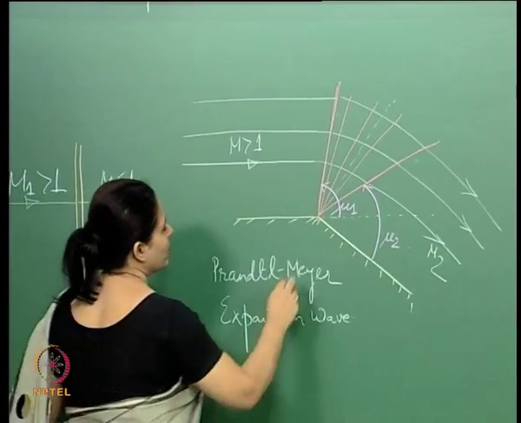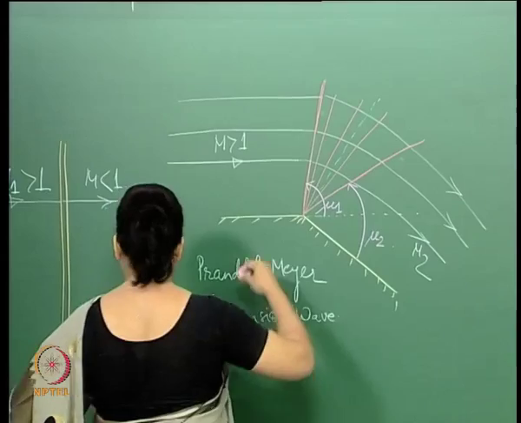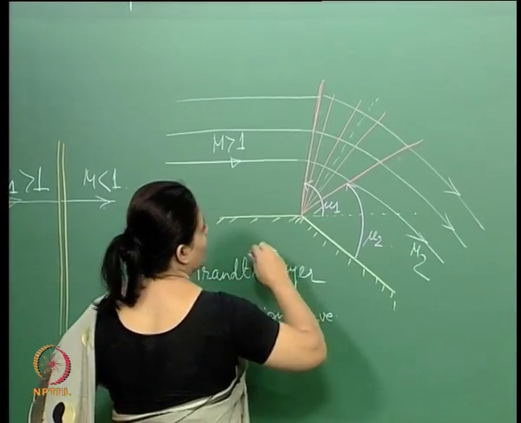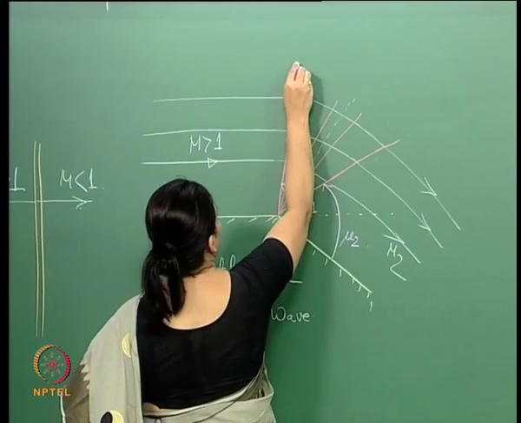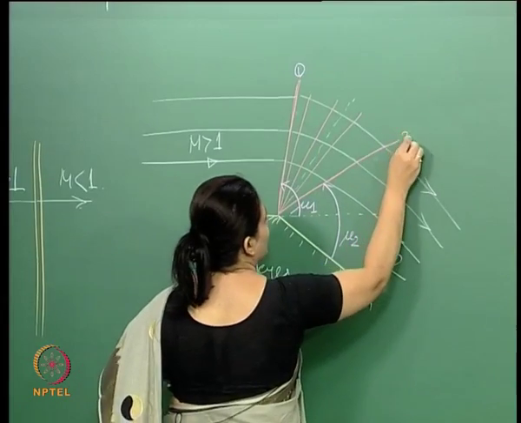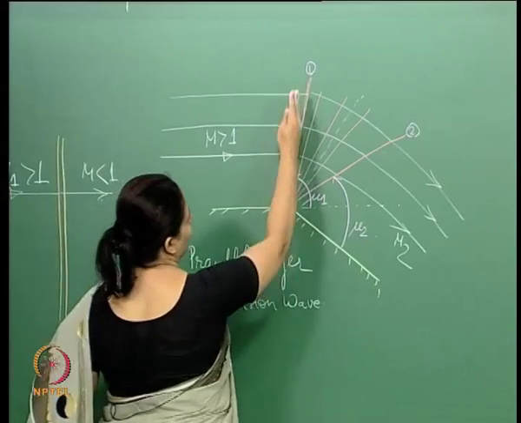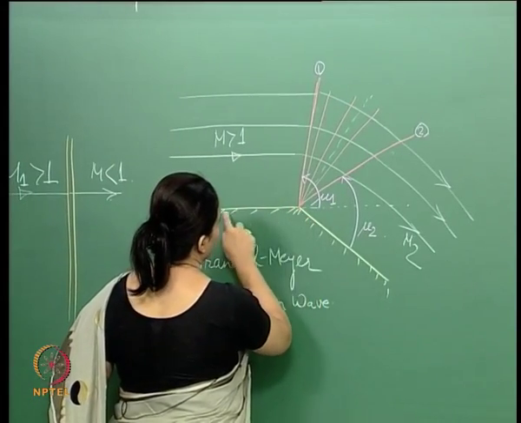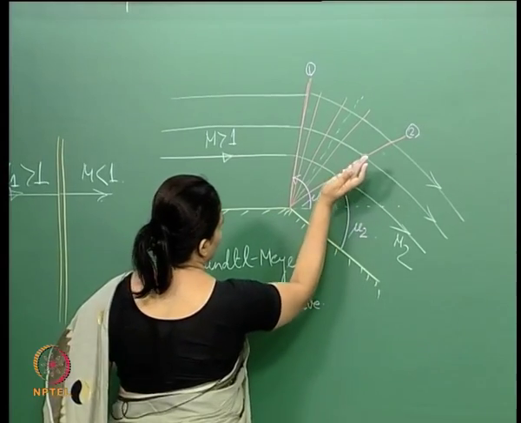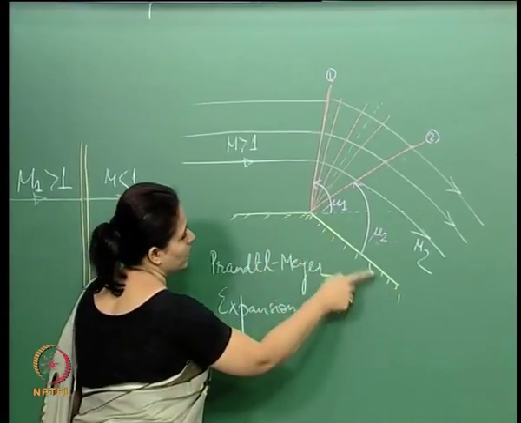So basically what we're saying is that, let's say this is 1 and 2. So the starting Mach wave is making this angle mu1 with this surface, and the end Mach wave is making mu2 with this particular surface.